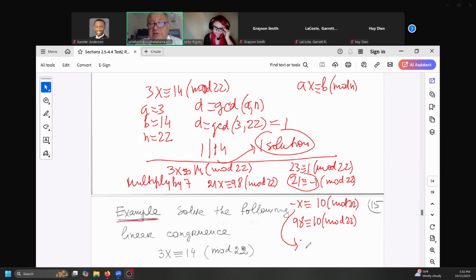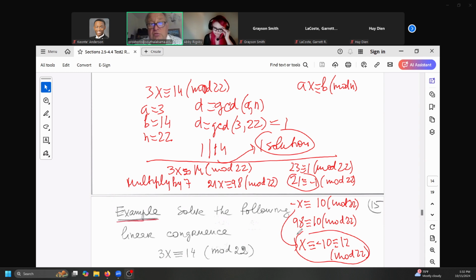So what is the answer for the problem? x is congruent to negative 10 mod 22. Now, if you don't like negative numbers, you can also write, if I add 22 to negative 10, we'll get 12 modulo 22. So this is the answer for the problem.